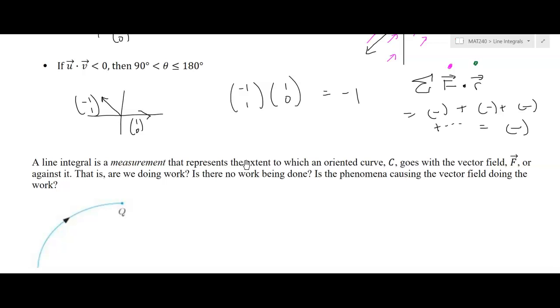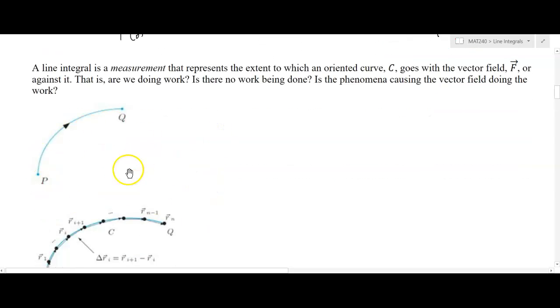In other words, where is the work happening? So what we're going to do is imagine that we are in some vector field, and this is the curve that we want to take. This is our oriented curve C, and you can see that the arrow tells us that we're going to travel from the point P to the point Q.